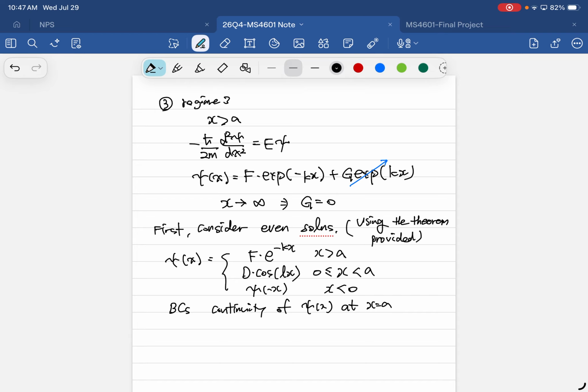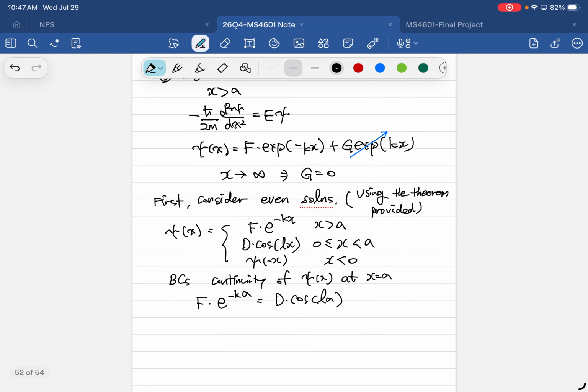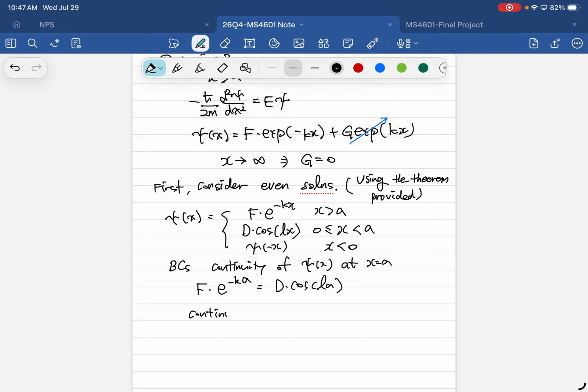If we do that, that is essentially f times e to the minus k a equals d times cosine l a. Does it make sense? Because it has to flow continuously. And another part here is continuity of d psi over dx at x equals a. In this case, not just for psi of x, we have to meet continuity of the slope. The slope has to be identical.